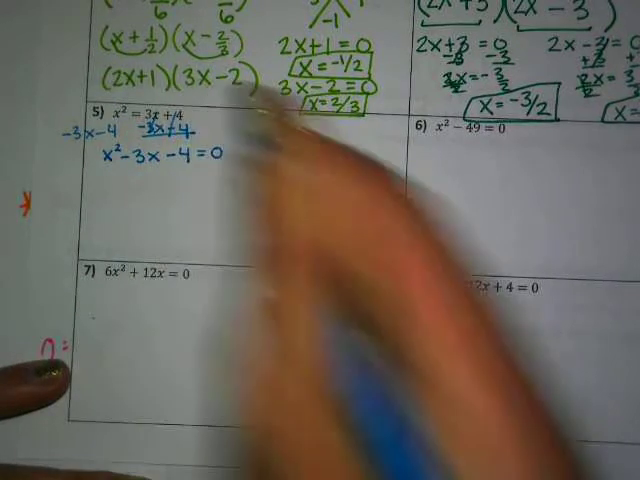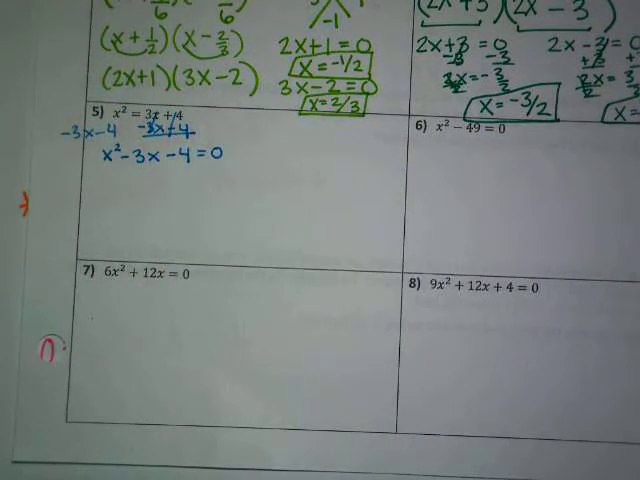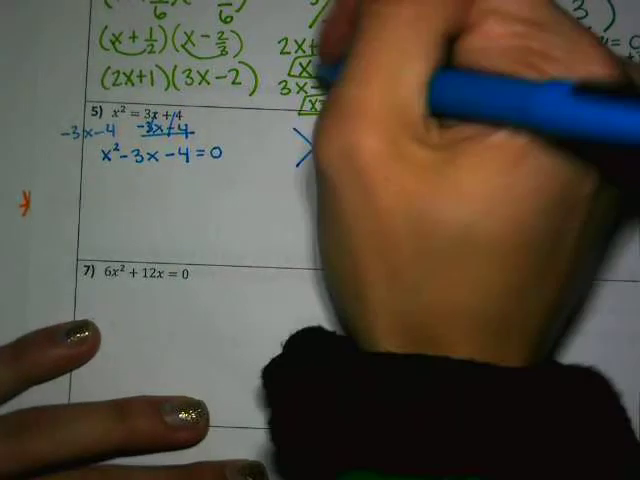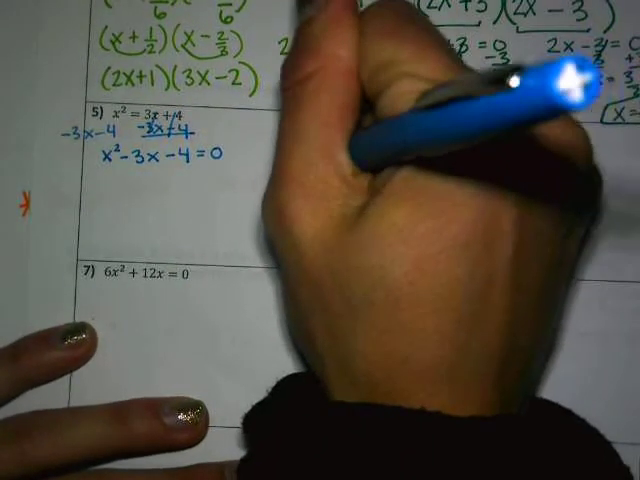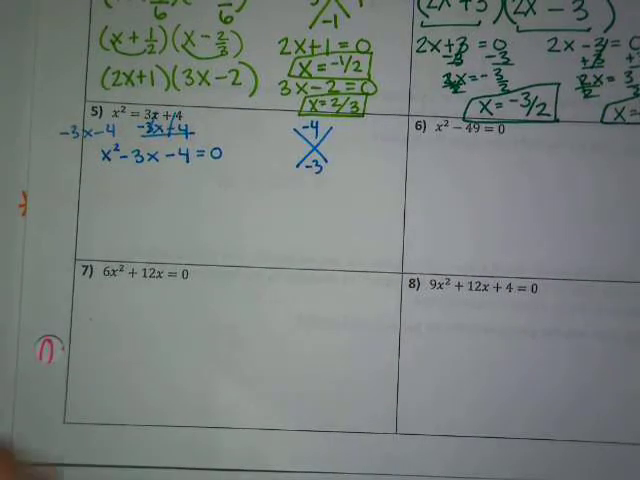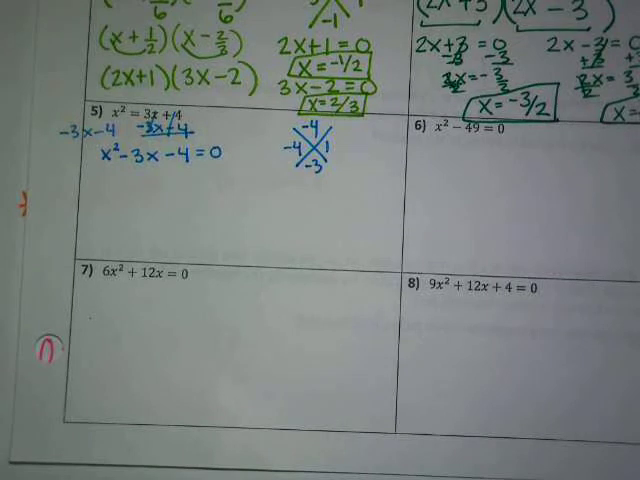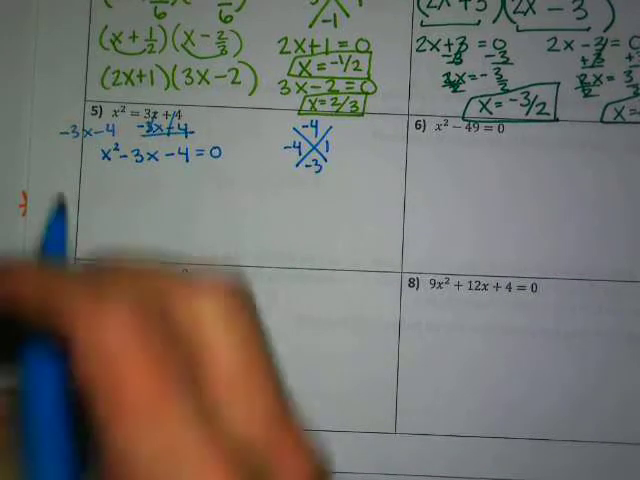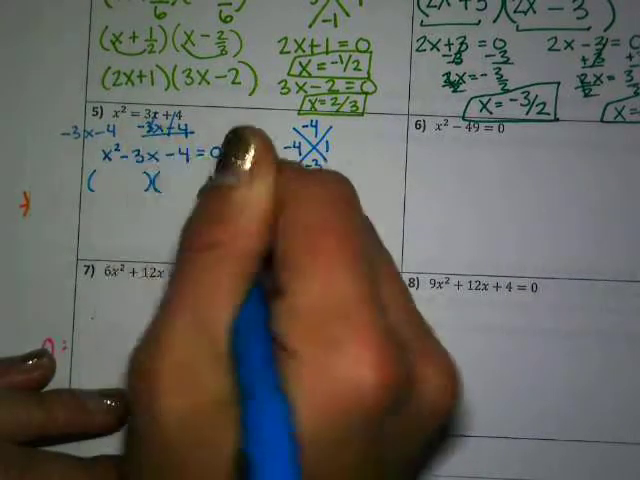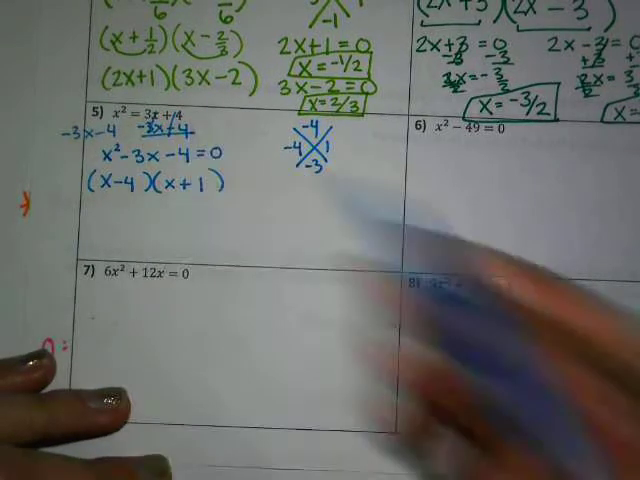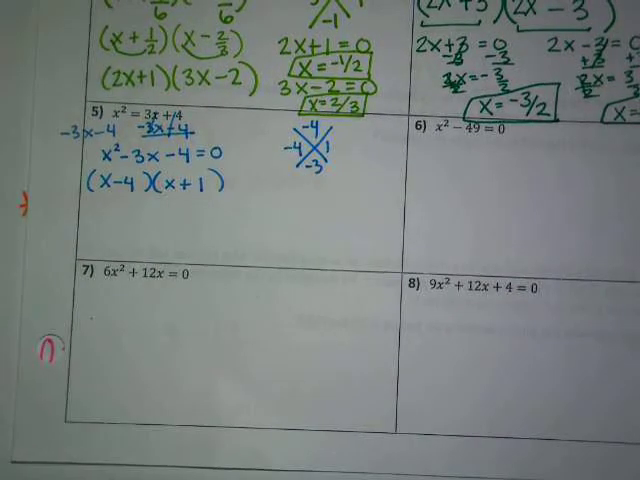Use that weird x thing. What number goes on top? -4. What number goes on bottom? -3. What two numbers multiply to give me -4 but add to give me -3? -4 and 1. Very good. So I'm going to open up my 2 factors. x minus 4, x plus 1. Do you have to divide by anything? No, you do not.